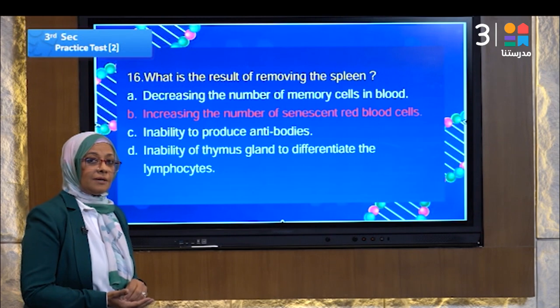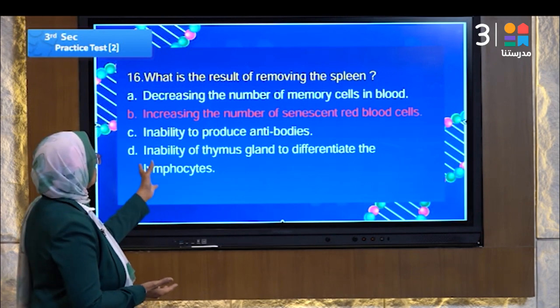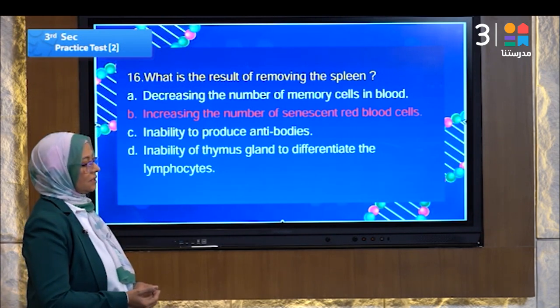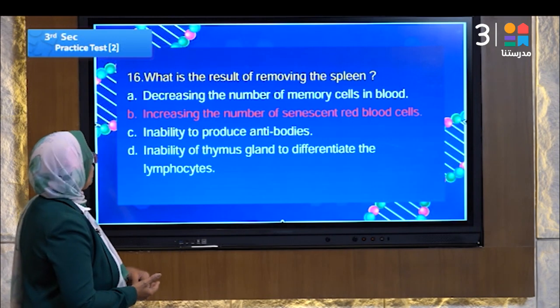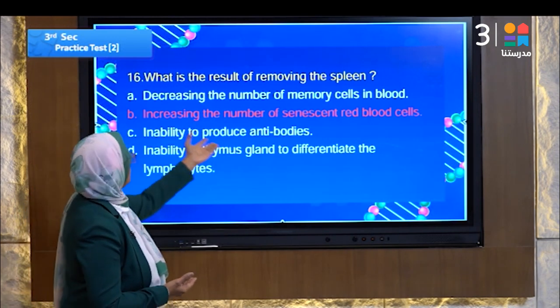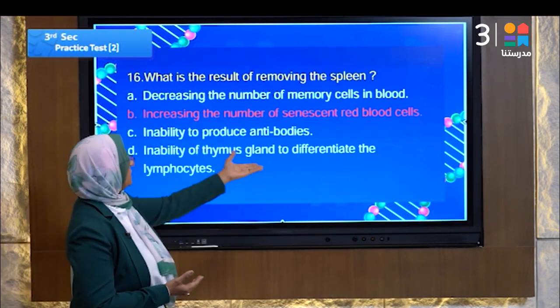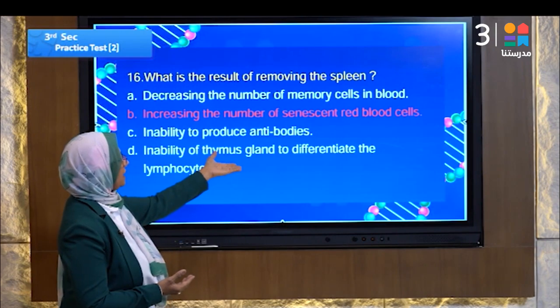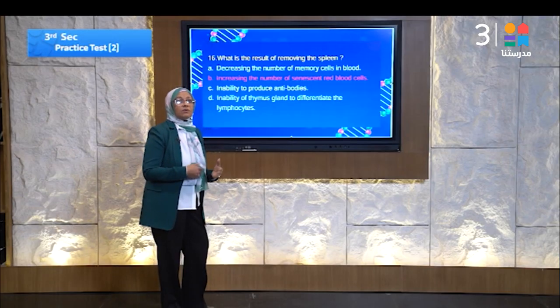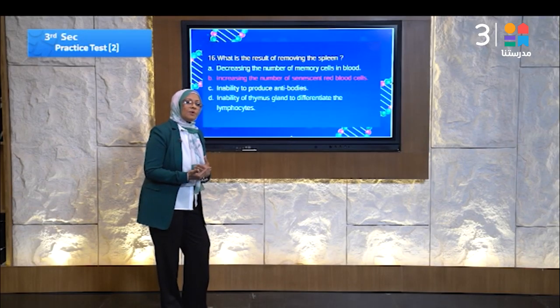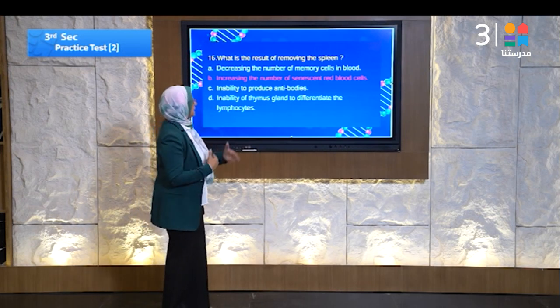The red blood cells will go to the spleen to be recycled. But here, when we remove the spleen, many of these red blood cells go to age, will die, and are not sent for recycling again.